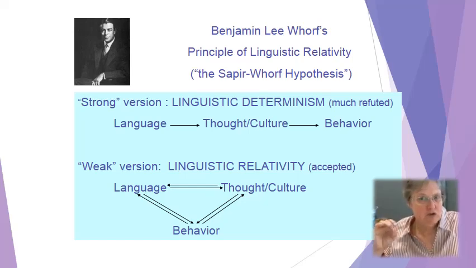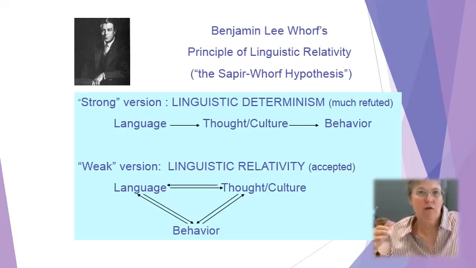Linguistic determinism, which is much refuted, and I would refute it too, is this notion that language somehow randomly develops, and once it has developed, then it determines how we think, it shapes our culture, and it then determines our behavior. Language determines thought, determines behavior. This is a deterministic view that pretty much says we're prisoners of our language.